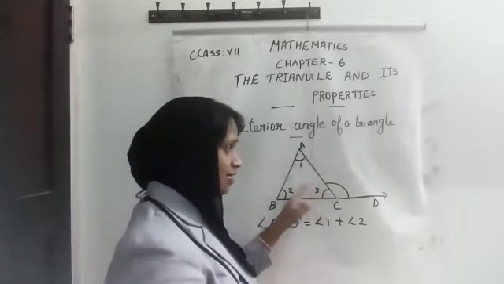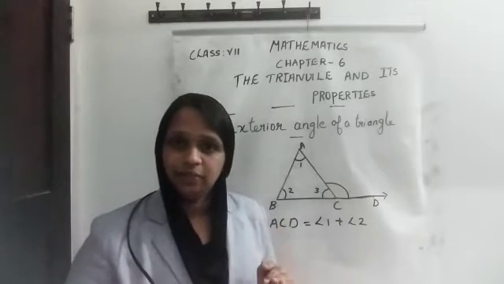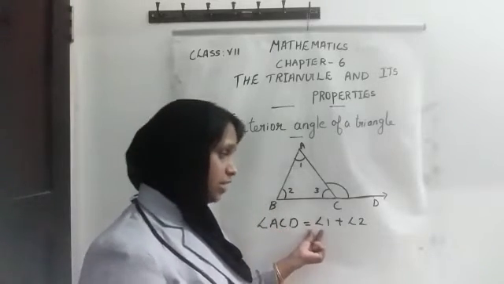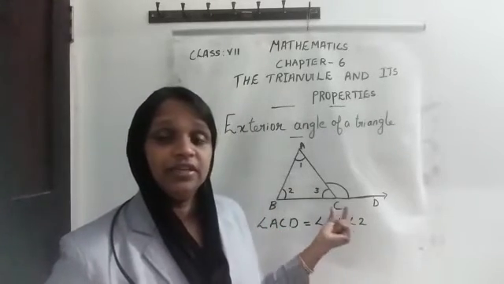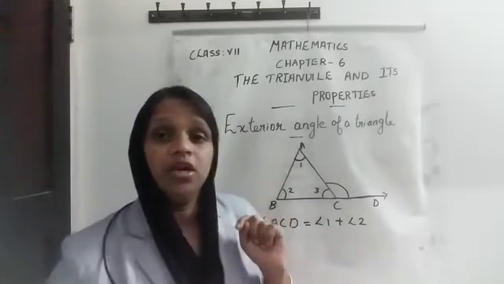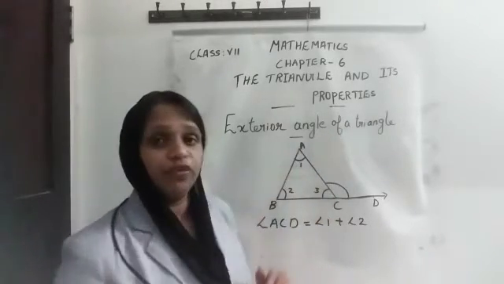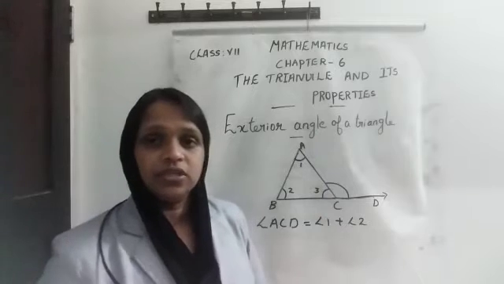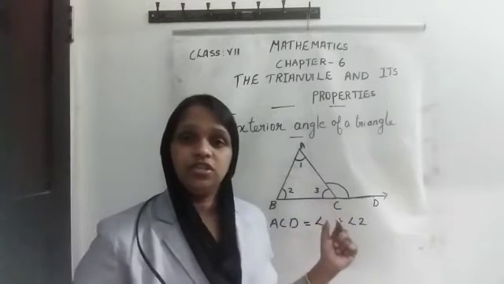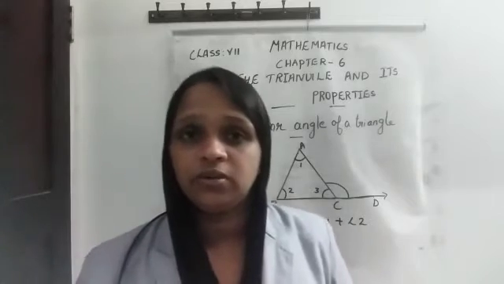So we can't take this angle 3. Okay. So the exterior angle theorem means the exterior angle is equal to the sum of interior opposite angles, that means angle 1 plus angle 2. So that is the relation for the exterior angle of a triangle. Okay. So this is the definition. Exterior angle is equal to the sum of interior opposite angles. Now we can discuss a few problems based on this theorem.